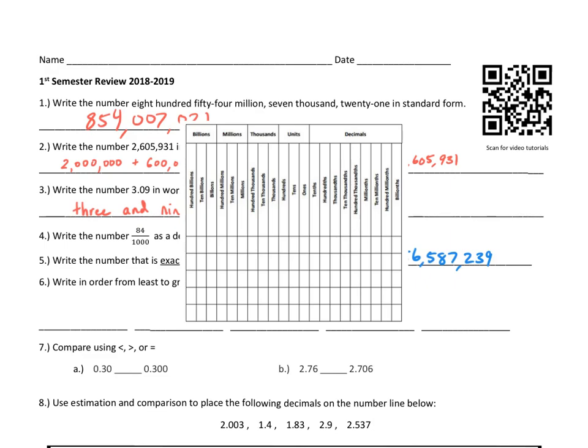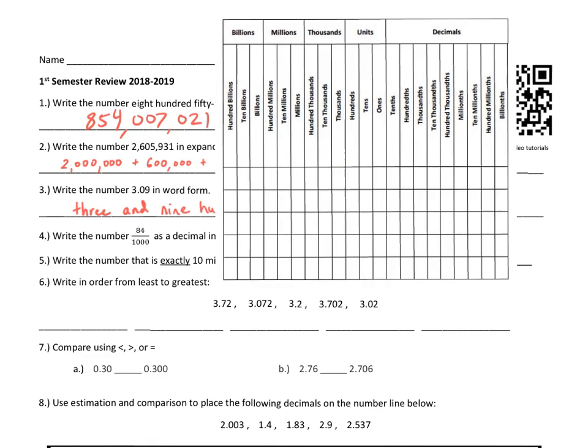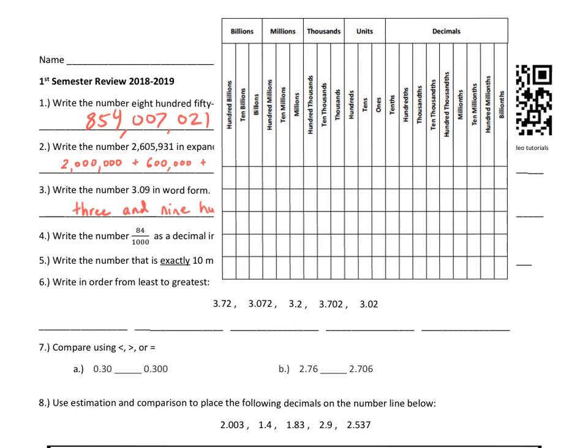For question 6, I've pulled in a larger place value chart because I'm going to try to put 5 different decimals in order from least to greatest. So the first thing I'm going to do is write each of these decimals into this chart. My first number is 3 and 72 hundredths, so there's 3 ones, then the decimal, and 72 hundredths. Then I have 3 and 72 thousandths, 3 and 2 tenths, 3 and 702 thousandths, and 3 and 2 hundredths.